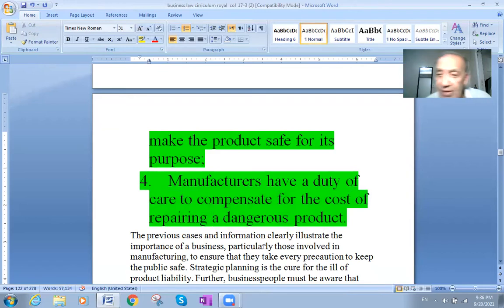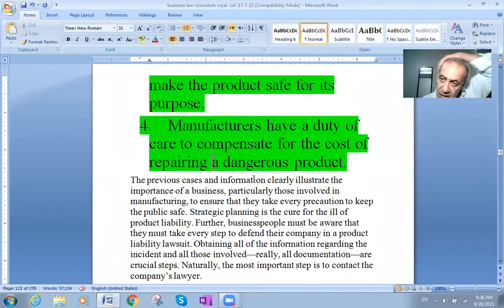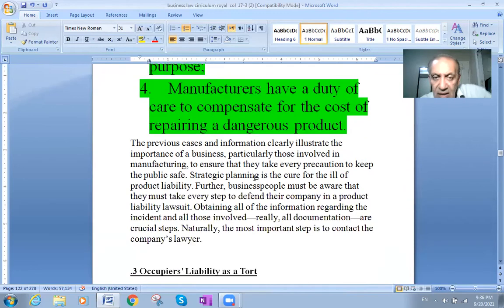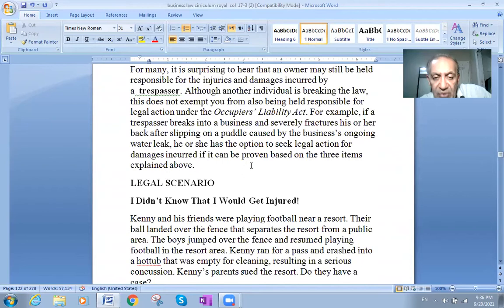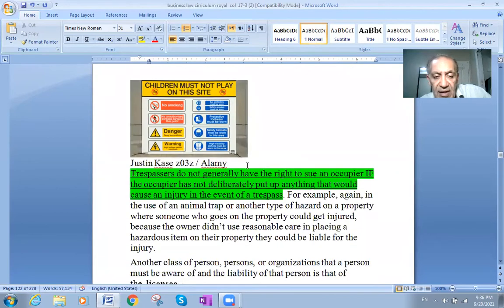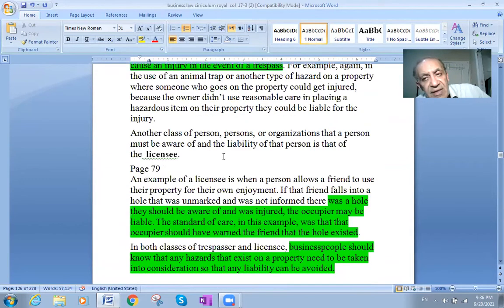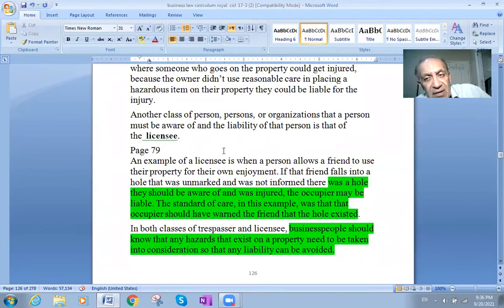All those are regarding the duty of care to avoid the tort in the tort law, and to create a kind of duty of care, which will help to reduce the risk.